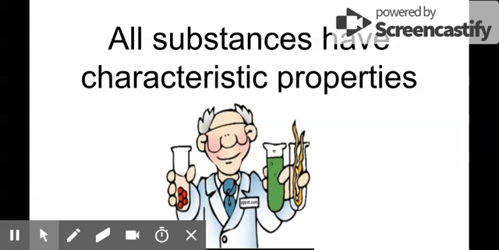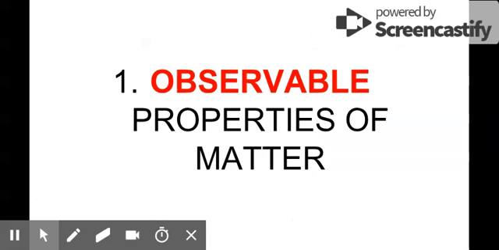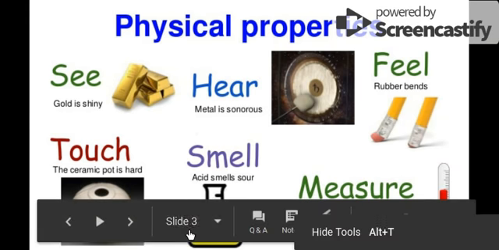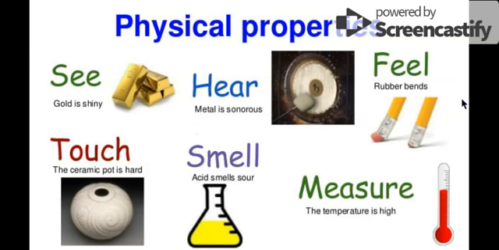So what are the different properties of matter? There are two. Let's start with the first one. The first one is the observable properties of matter. What are these observable properties of matter? We call them the physical properties of matter. The physical properties are the ones that you can see, hear, feel, touch, smell, and measure.